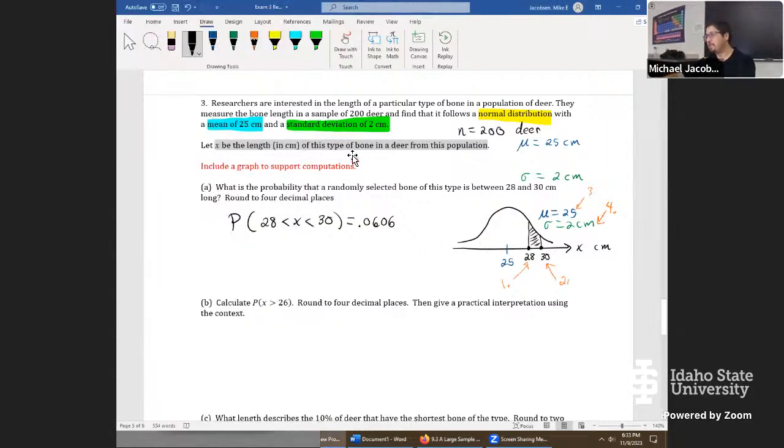And so it looks like we're not sure what kind of deer, we're not sure what kind of bone this is. Looks like a totally made up problem, and I'm certain it is. But there's about a 6% chance that the length in centimeters is between 28 and 30. You don't have to give that practical interpretation, however, unless it specifically asks you to. And the hint that it's probably going to ask you to is if the question looks like this instead. Well, any questions so far, folks, on our part A?